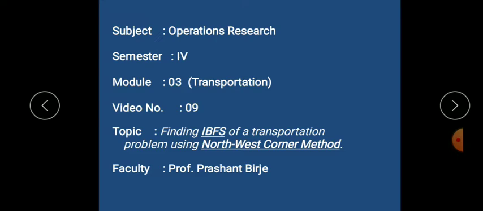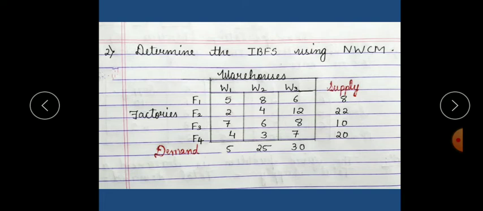In today's video lecture, we shall be doing one of the problems of finding IBFS, that is Initial Basic Feasible Solution of a transportation problem using Northwest Corner method. So let us begin. The problem, just like our previous problem, is given in the form of a matrix, and we are supposed to find out the IBFS using Northwest Corner method.